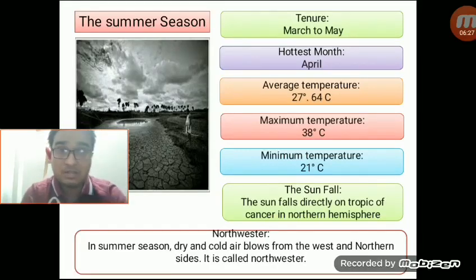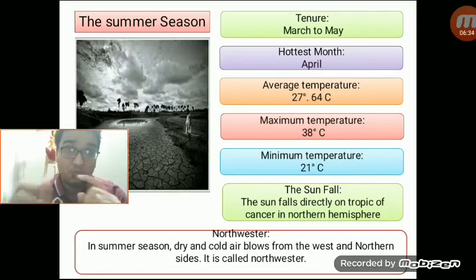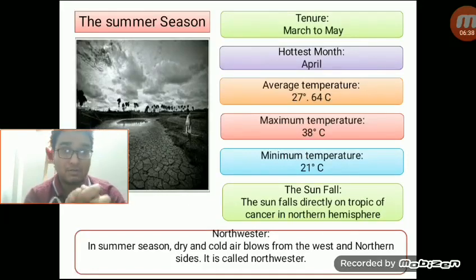So this is the definition: in the summer season, dry and cold air blows from the west and the northern sides, not east, the west and the northern sides. It's called the northwester. So that's all about the summer season.